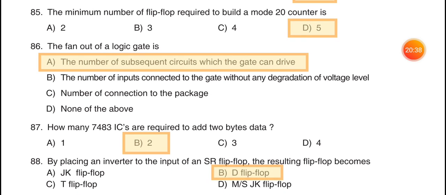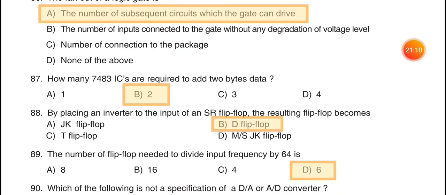85. The minimum number of flip-flop required to build a mod 20 counter is option D, 5. 86. The fan out of a logic gate is option A, the number of subsequent circuit which the gate can drive. 87. How many 7483 ICs are required to add 2 bytes data? Option B is the right answer, 2.